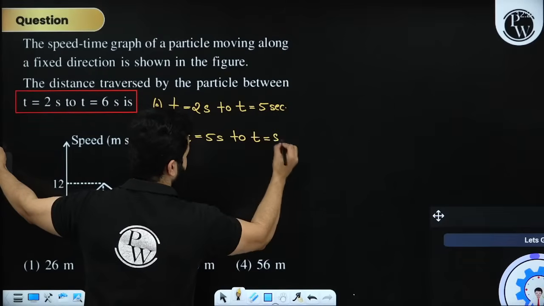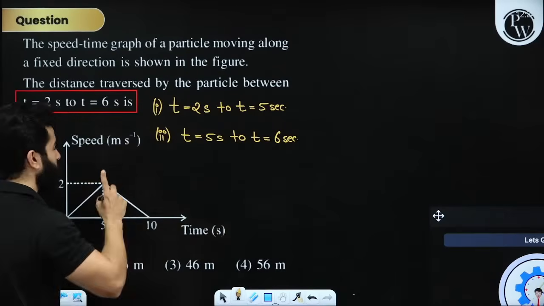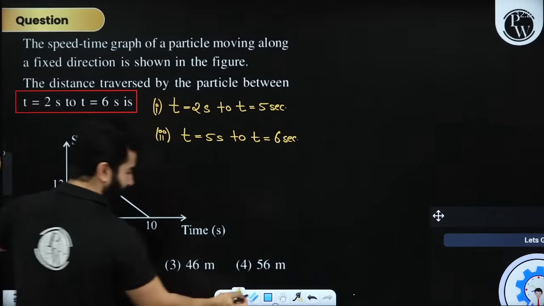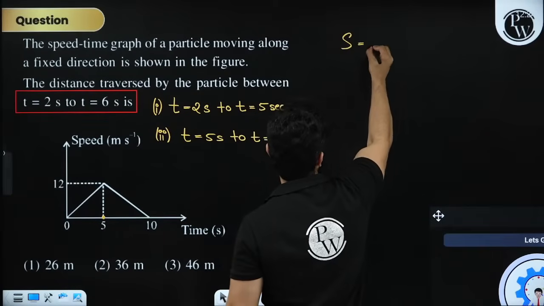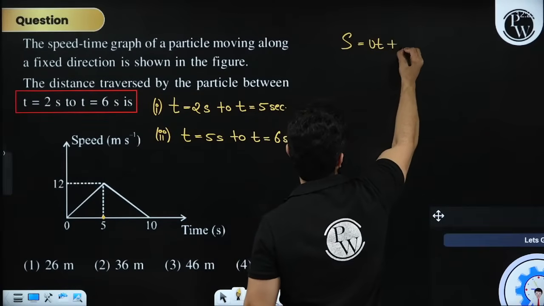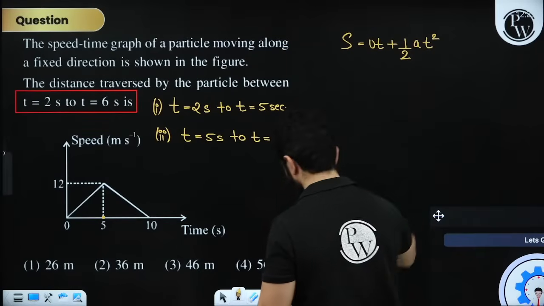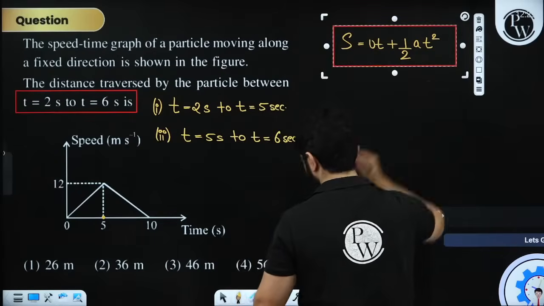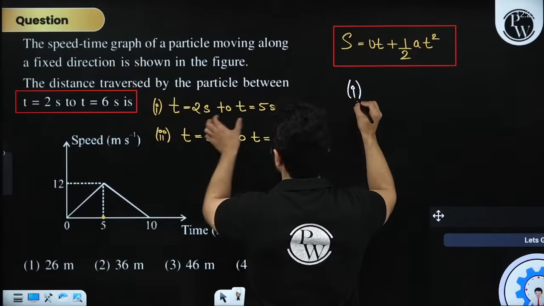And then we are going to add the two distances. Now please note, the equation that I'm going to use over here is the second equation, ut plus half at square. This is the equation that I am going to use. Now let's talk about from t equals 2 to 5 seconds.